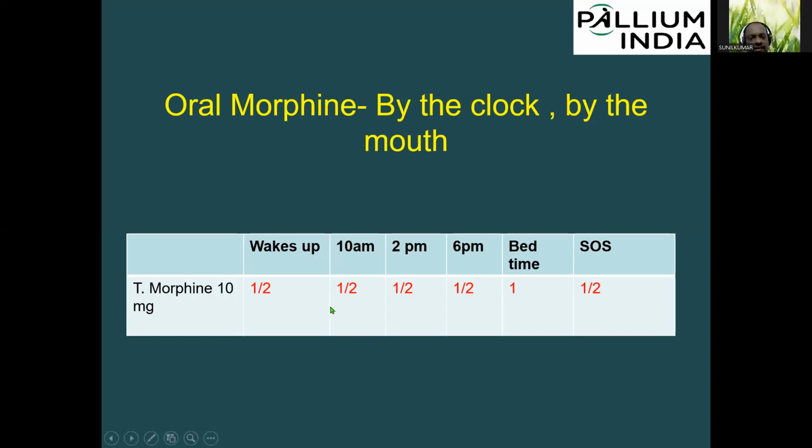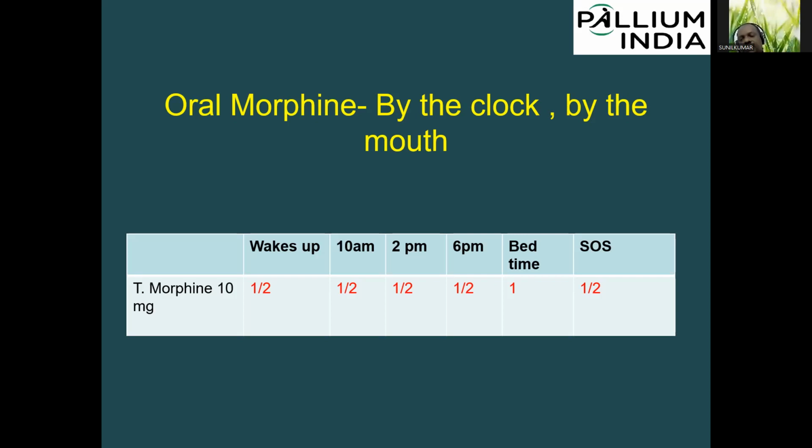And the first morphine dose should be given when the patient wakes up. Or you can say it's at 6 a.m. for making it easy. Then the next dose at 10 a.m. Then every 4 hourly, 2 p.m., 6 p.m. and 10 p.m. or at bedtime. So at bedtime, you can see a double dose is given, not the regular 5 milligram tablet. Instead, we are giving 10 milligram. That is the double dose of the regular dose. This is to avoid the patient waking up at 2 a.m. to take morphine. So double doses are given at bedtime.